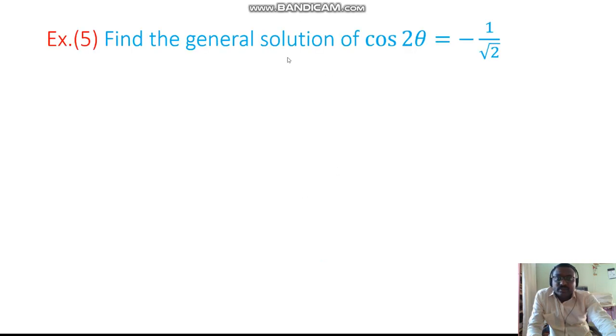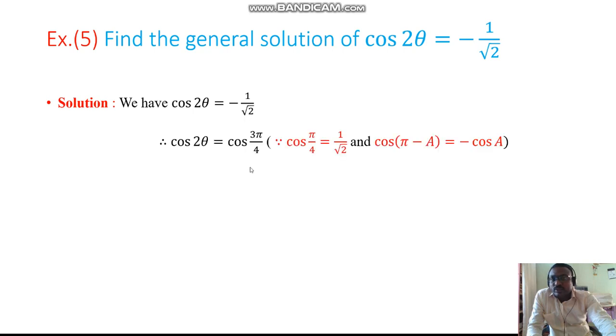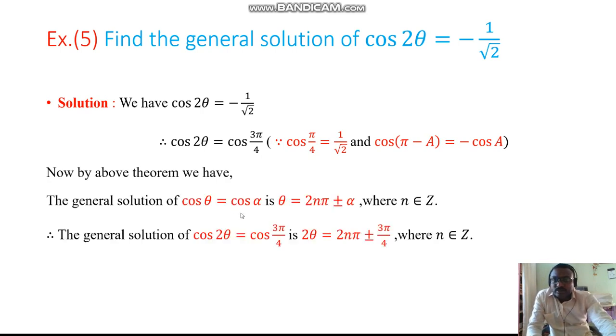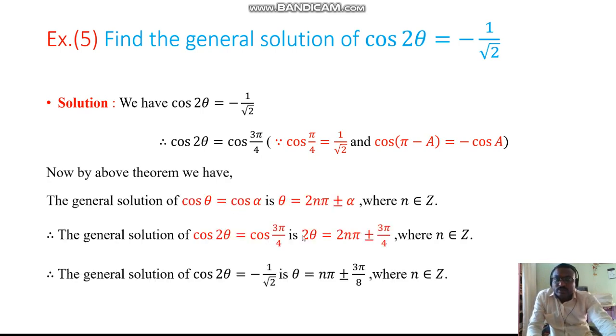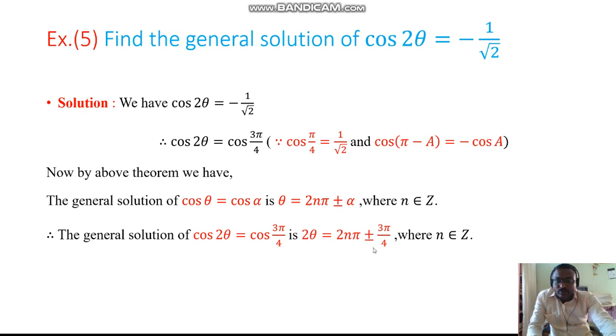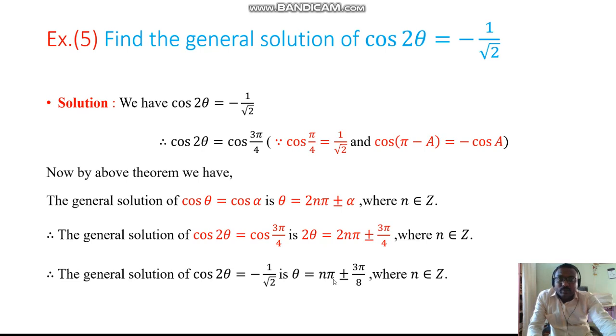Next question, a similar example: cos theta is equal to minus 1 by root 2. Just write cos theta is equal to minus cos pi by 4, and in the second quadrant, cos of (pi minus pi by 4), that means cos of 3 pi by 4. This is the general solution by replacing alpha by 3 pi by 4, and on dividing by 2 we get theta is equal to n pi plus or minus 3 pi by 8. This is the solution.